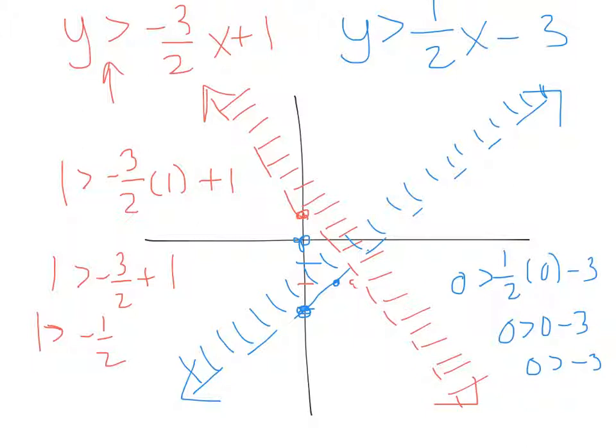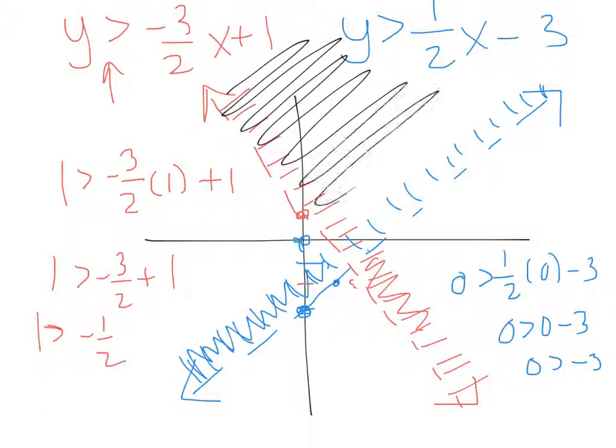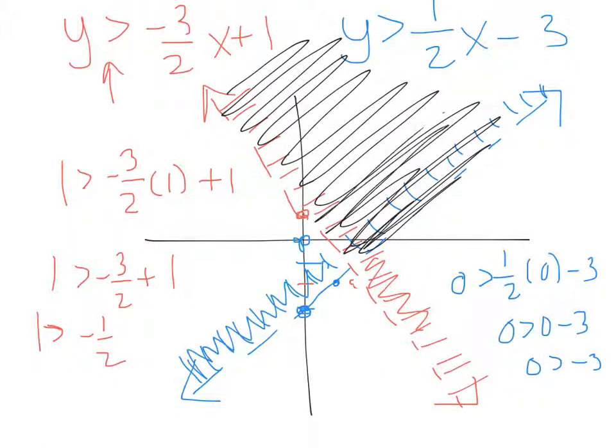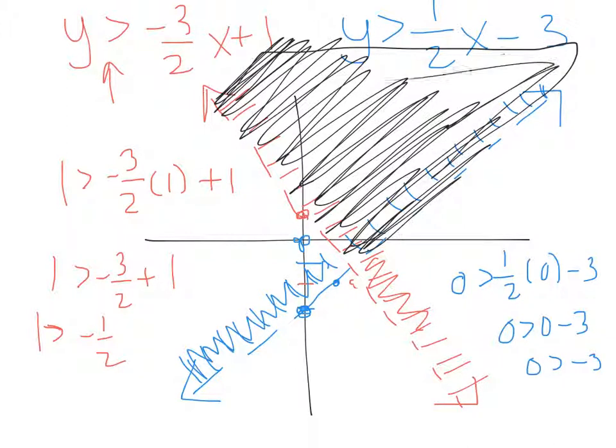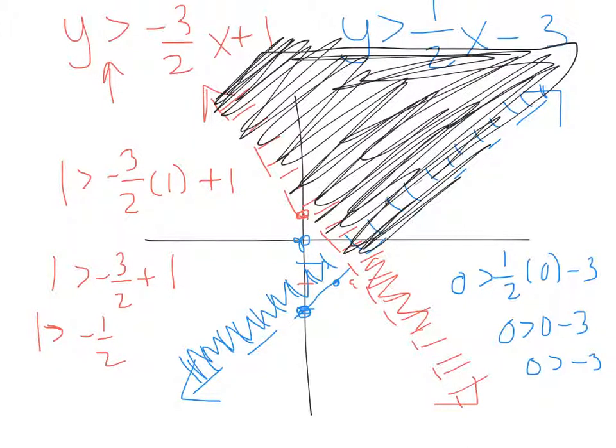Now, I look where they overlap. So if I look over here, it's just blue. And I look over here and it's just red. But this region right here, notice it's blue and red. So all the points in this little region of the graph would satisfy both inequalities.